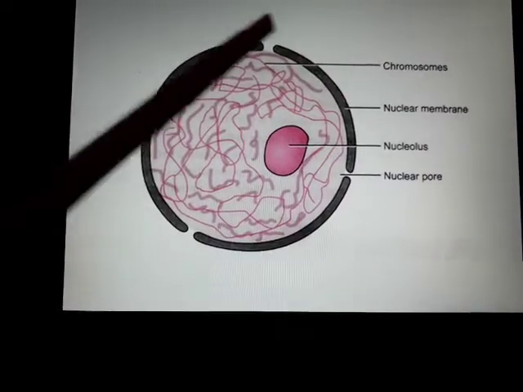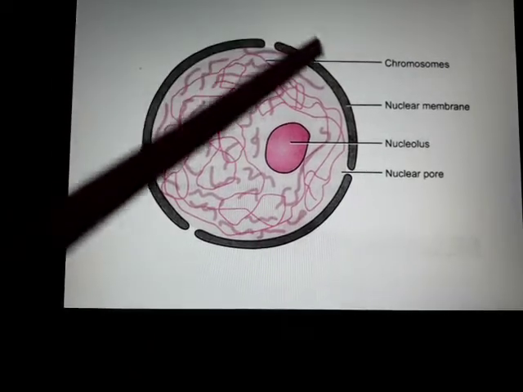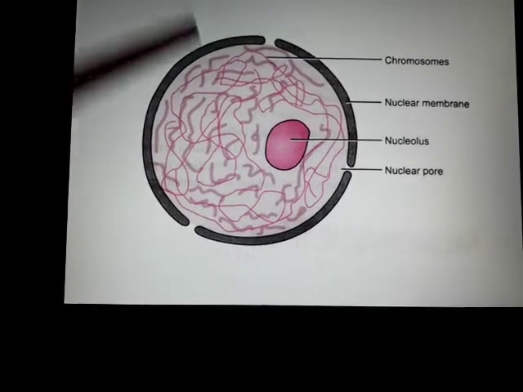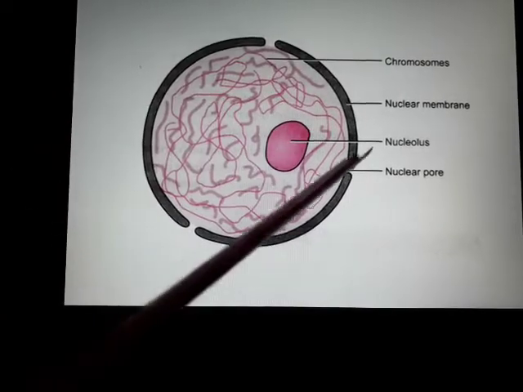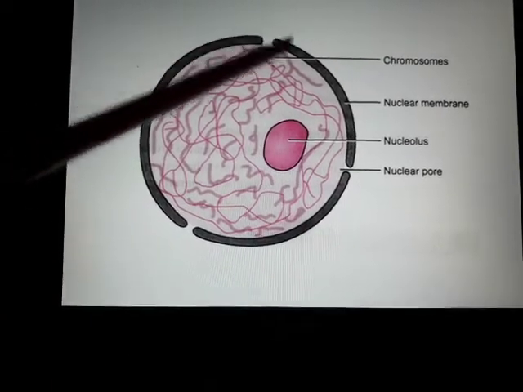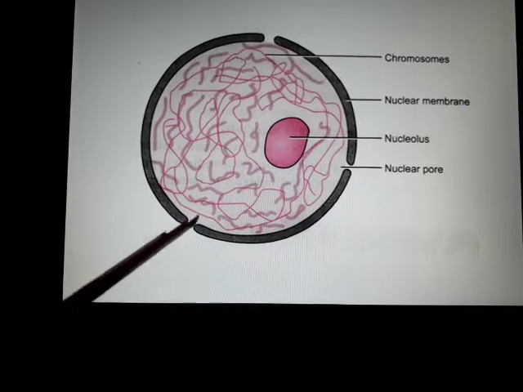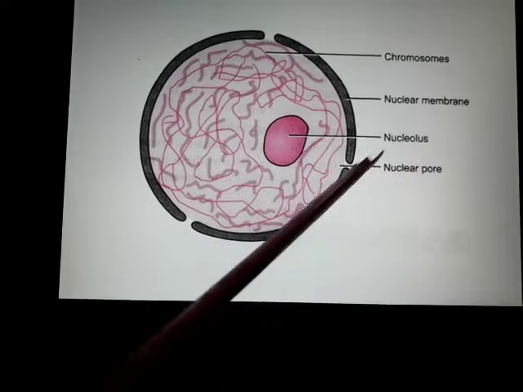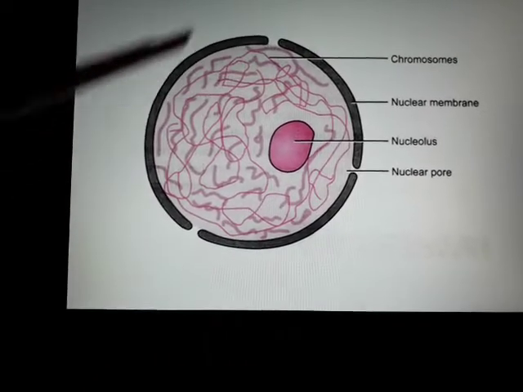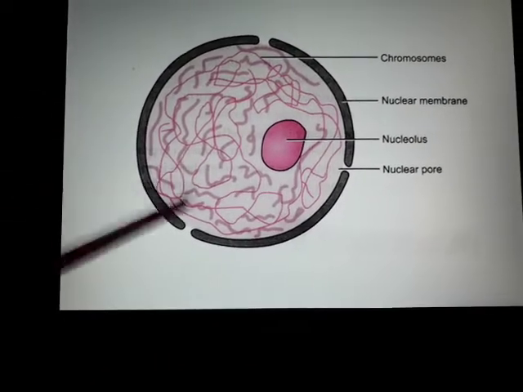Now you can see the nucleus is a spherical body comprising basically 4 or 5 parts. The outer layer is a double-layered membrane which is not continuous. There are gaps in between. These gaps are called nuclear pores, through which substances can move in and out of the nucleus.